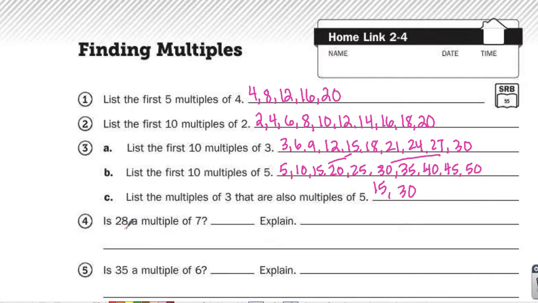Is 28 a multiple of 7? Well, if I think 7 times 1 is 7, 7 times 2 is 14, 7 times 3 is 21, 7 times 4 is 28, so the answer would be yes. My explanation? Well, 7 times 4 is equal to 28.